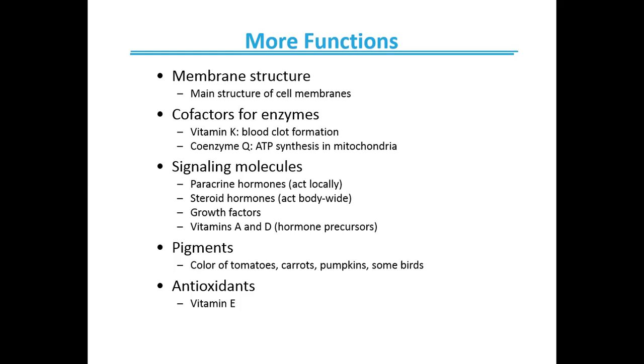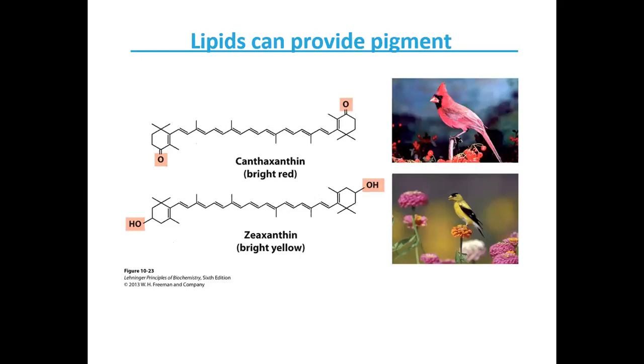Pigments are also lipids. They give the color of the tomato, carrot, pumpkins, or some birds, we can see all these. They may perform the function of antioxidants, for example, they are components of vitamin E. Here you can see the structure of canthaxanthin, which gives the bright red color to the birds, and zeaxanthin, which can give the bright yellow color to the bird. So these colors are because of the lipids.